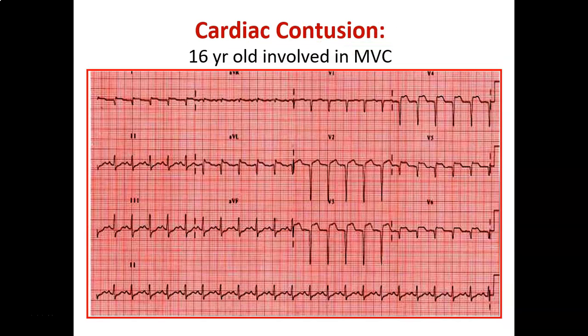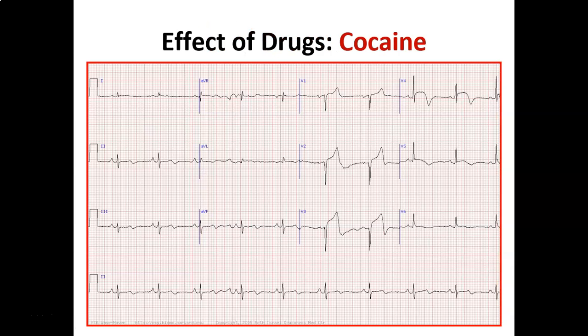Trauma can lead to ST segment elevation, as in this 16-year-old boy who was involved in a motor vehicle crash, and you can see ST segment elevations in the anterior and lateral leads. This ECG picture looks like anteroseptal myocardial infarction, but it is due to cardiac contusion. Here you are not going to thrombolyze because of the trauma history.